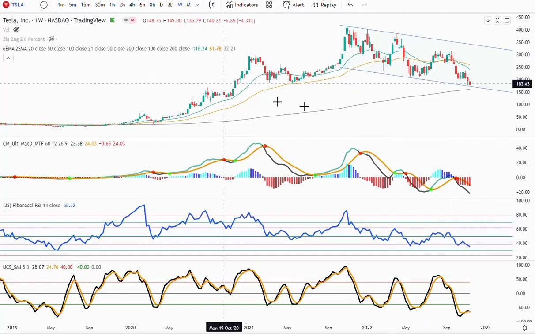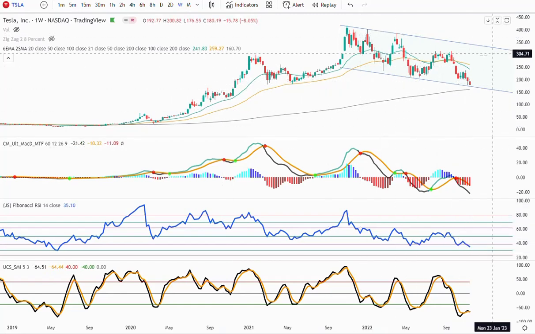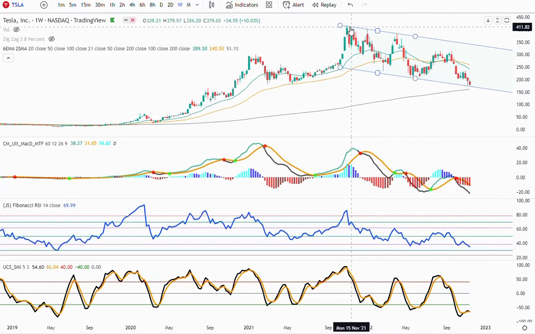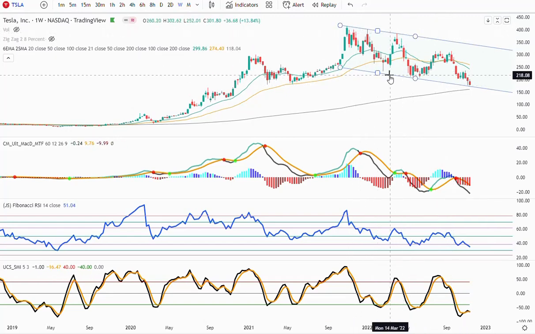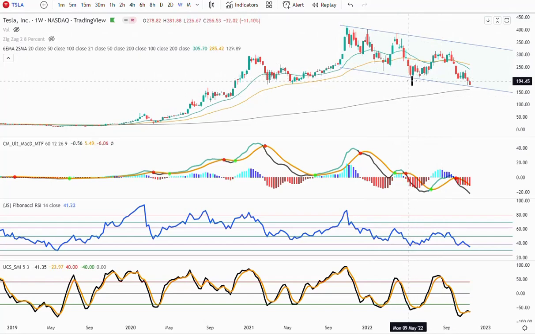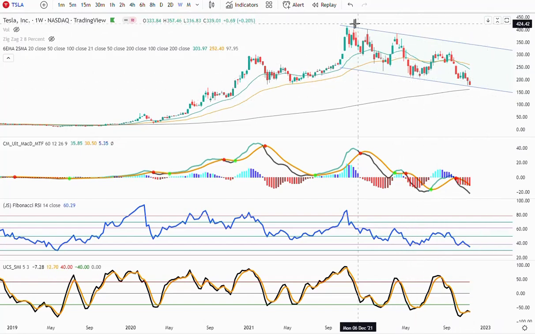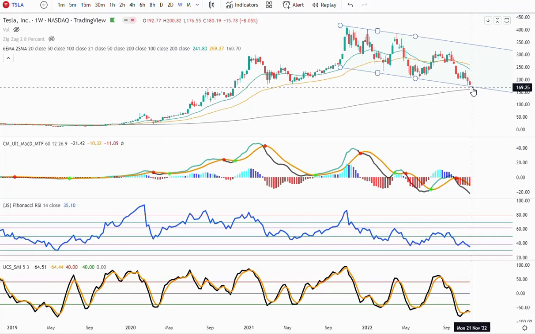So this is a weekly chart. I've got a channel right here. It connects the highs, the lower highs, and then it connects the bottom right here. So within this channel, I can see that it's now close to the bottom of this channel. So that's point number one.